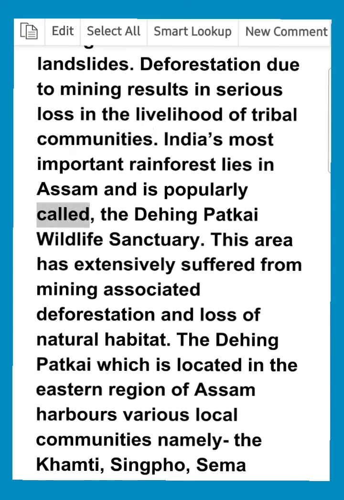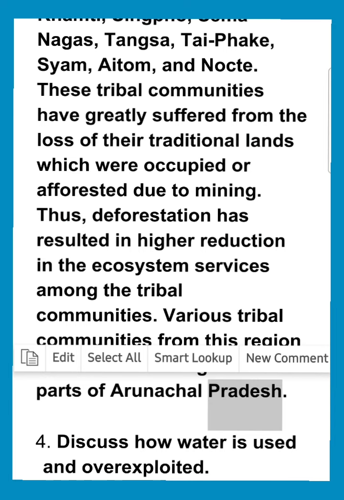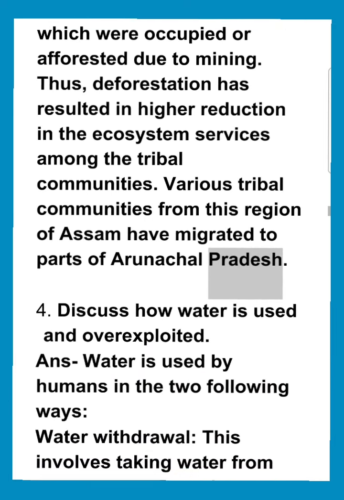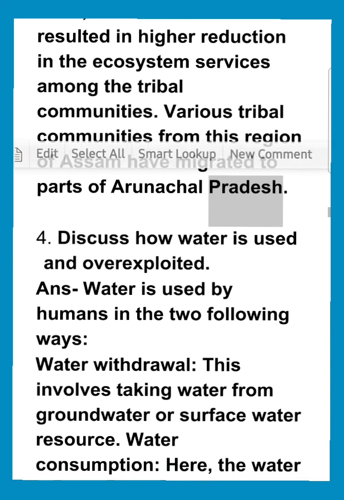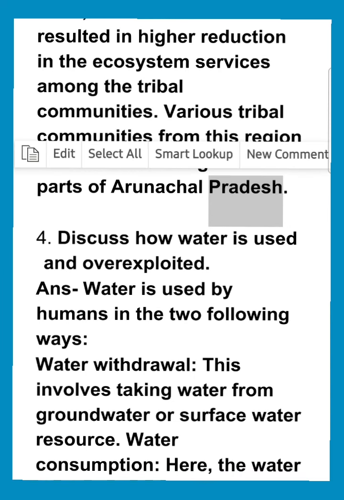The Dihing Patkai, which is located in the eastern region of Assam, harbors various local communities, namely the Khamti, Singpho, Sema Nagas, Tangsa, Tafek, Siam, Atom, and Nokte. These tribal communities have greatly suffered from the loss of their traditional lands which were occupied or afforested due to mining. Thus, deforestation has resulted in higher reduction in the ecosystem services among the tribal communities. Various tribal communities from this region of Assam have migrated to parts of Arunachal Pradesh.